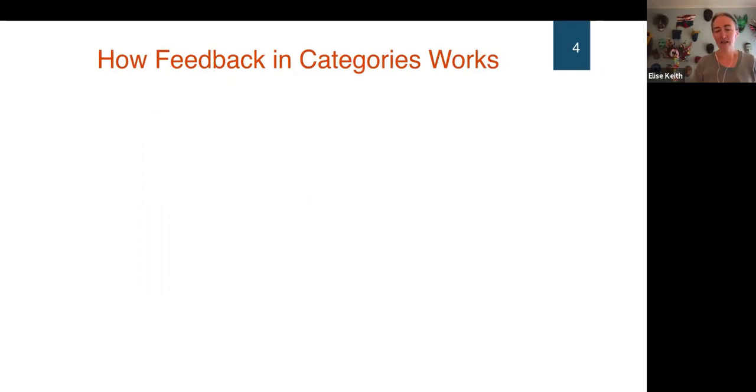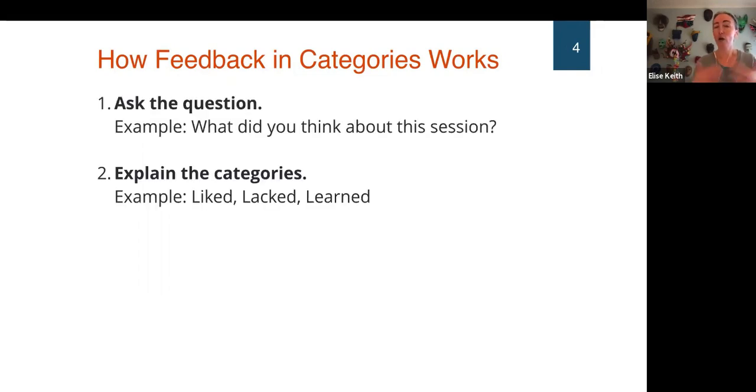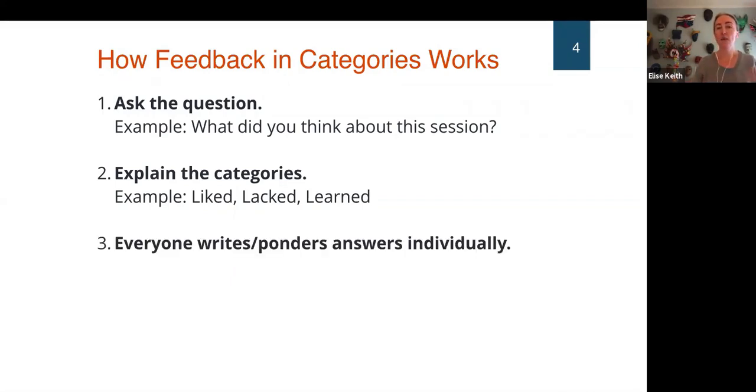Then you'll say, for example, I want you to give me an example of one thing that you liked, one thing you felt the session lacked, and one thing that you learned while you were here. So liked, lacked, and learned. Everybody would write one thing in each category and then send that to you. They write them, think about them individually, and everybody shares their answers all at once. So liked, lacked, and learned is one example of feedback in categories.